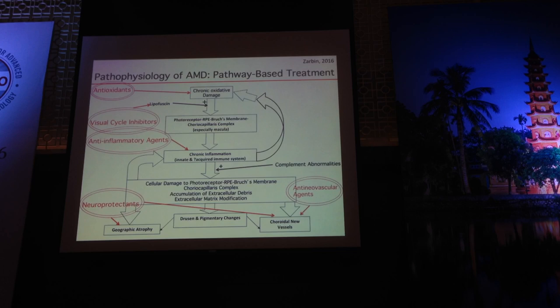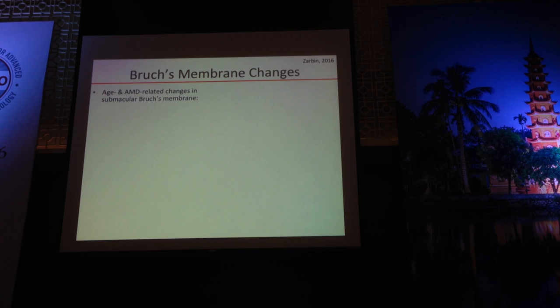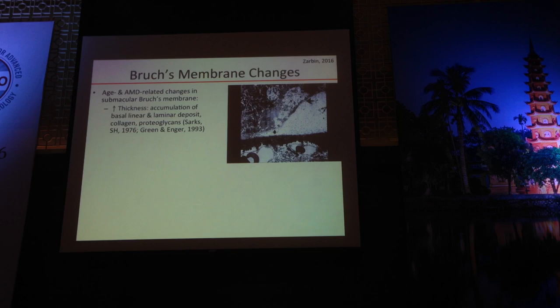So both in age and in age-related macular degeneration, we see changes in Bruch's membrane. But in age-related macular degeneration, we see exacerbated changes. So thickening of Bruch's membrane is an age-related change. But in age-related macular degeneration, we see basal linear deposit, which is a lipid-rich material, external to the RPE basement membrane, and basal laminar deposit, which is the material that's between the RPE cell and the basement membrane. It's right there. We also see protein cross-linking and abnormal protein deposition.